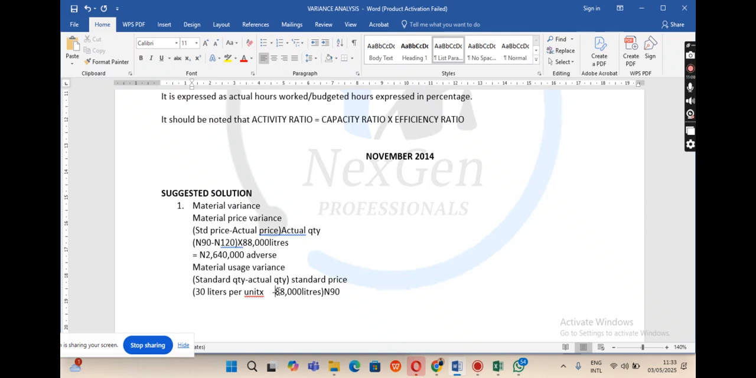And what is the standard quantity? The standard quantity is 30 liters per unit. Now, we cannot use 30 liters per unit to compare 88,000 liters, and that is why you say you want to divide. Right? Yes, sir. Fine. Now, if I want to multiply this 30 liters per unit, I will multiply it with what, class? Actual output. Thank you. That is brilliant.